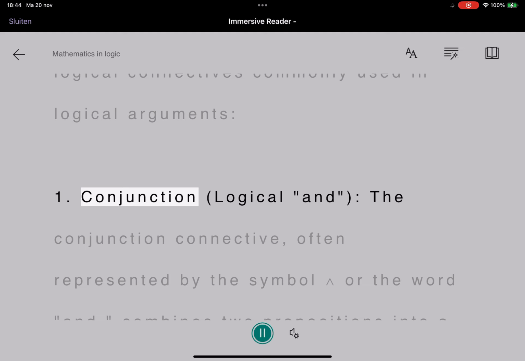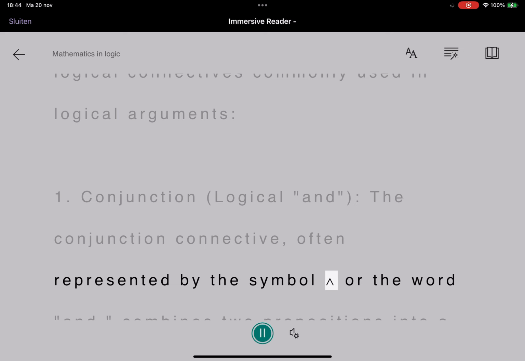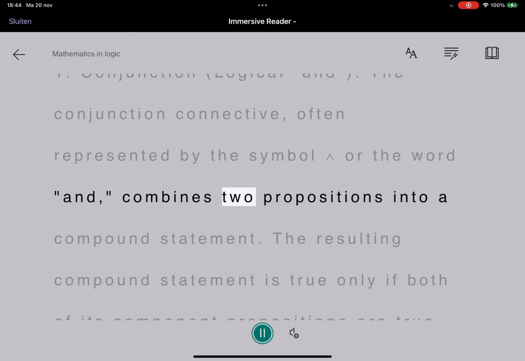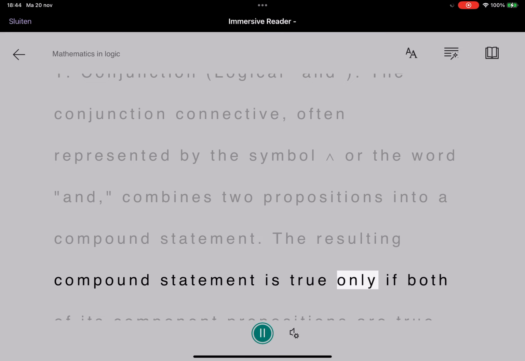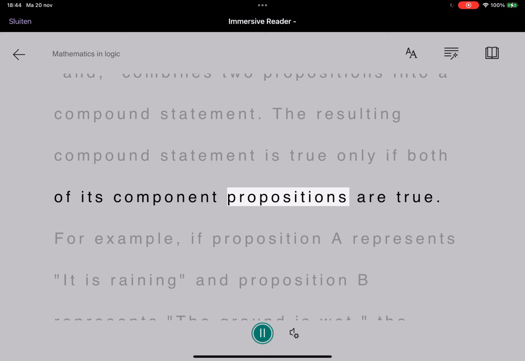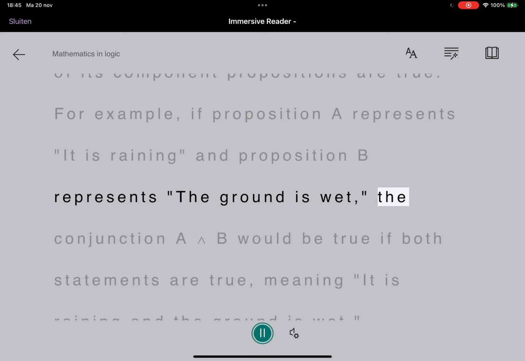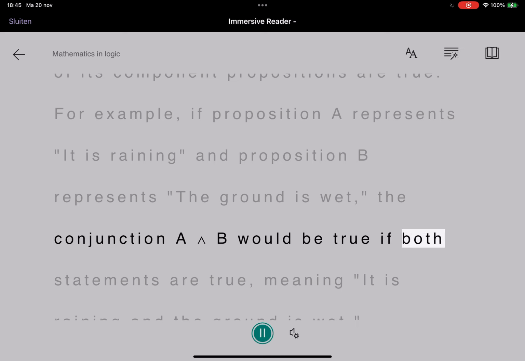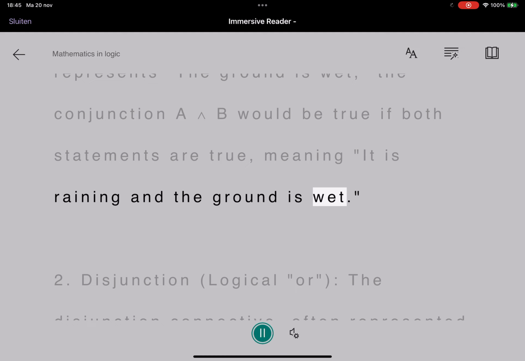1. Conjunction, logical AND. The conjunction connective, often represented by the symbol ∧ or the word "and", combines two propositions into a compound statement. The resulting compound statement is true only if both of its component propositions are true. For example, if proposition A represents "it is raining" and proposition B represents "the ground is wet", the conjunction A and B would be true if both statements are true, meaning it is raining and the ground is wet.